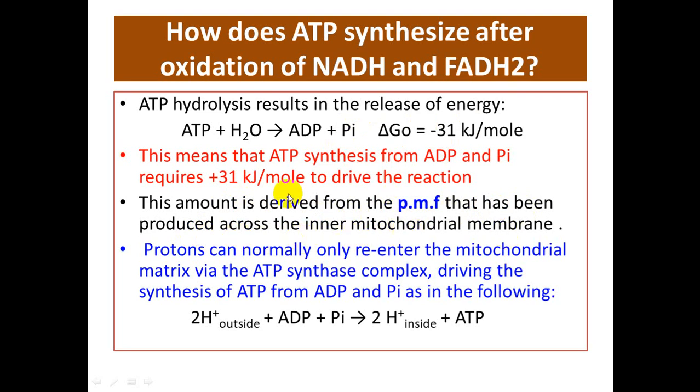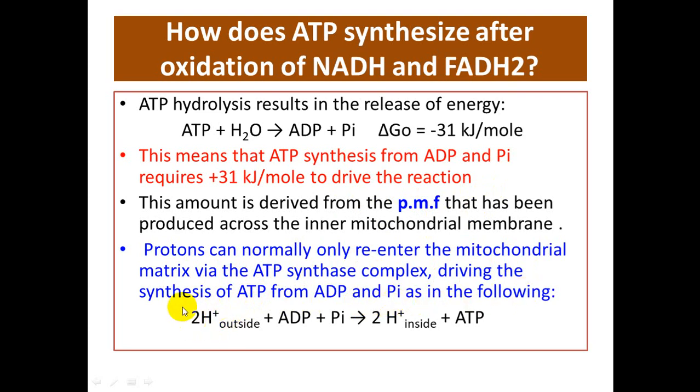هذه الطاقة تتحقق عندما ينتقل البروتون من انتر membrane space إلى الأوتر، هو عن طريق الكومبلكس الخامس. Protons can normally only re-enter the mitochondrial matrix via the ATP synthase complex, driving the synthesis of ATP from ADP and pyrophosphate as the following.